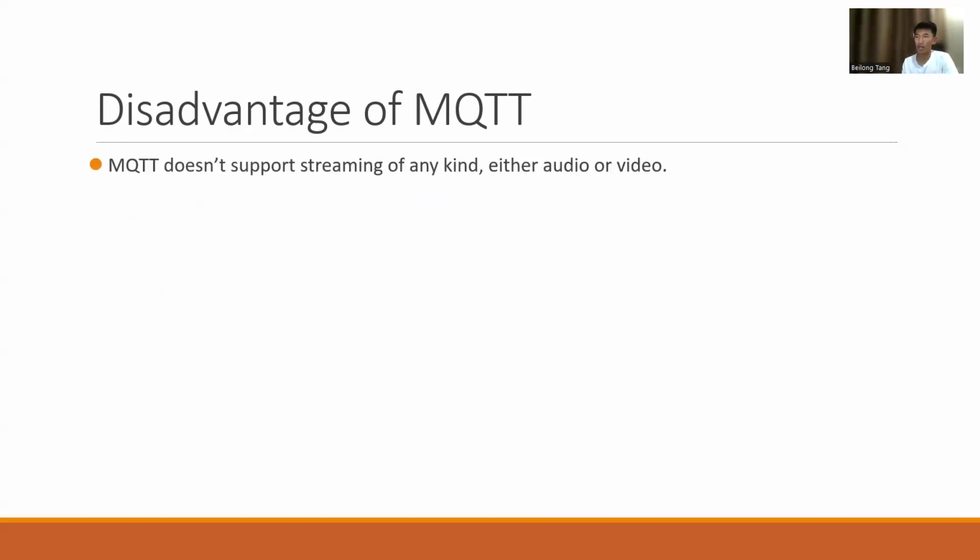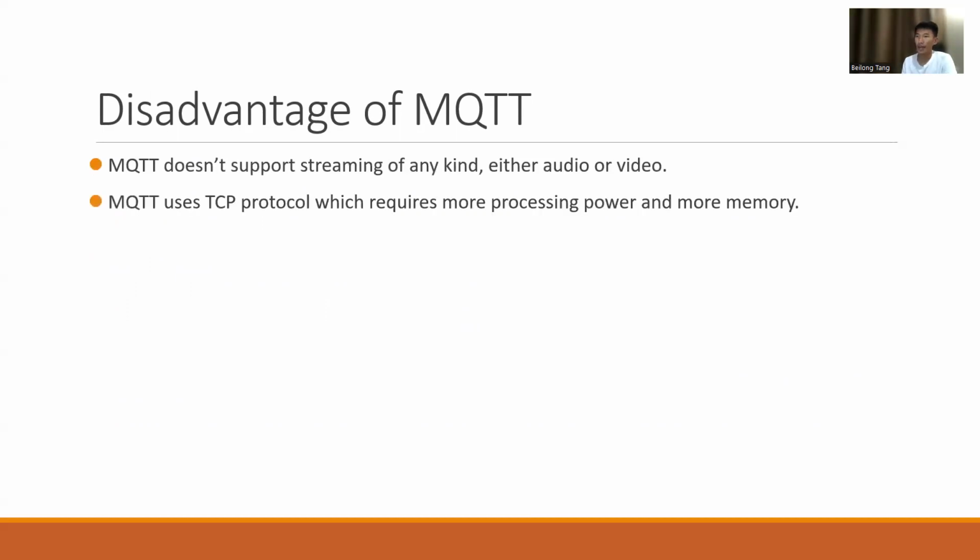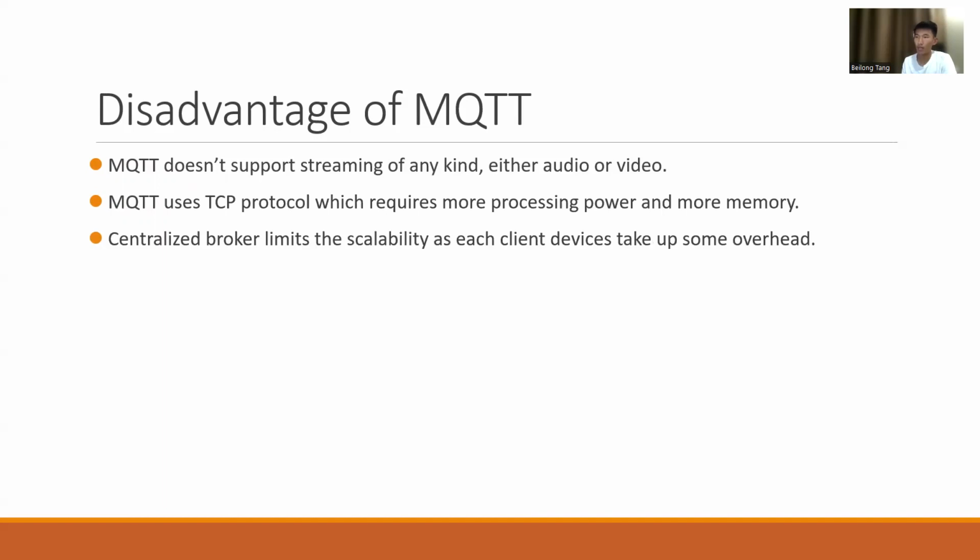For one, MQTT does not support streaming of any kind. So you cannot watch video or listen to audio using MQTT. And it uses the TCP protocol, which still requires more processing power and more money. And the broker is centralized. The centralized broker will potentially limit the scalability because each device will take some overhead.